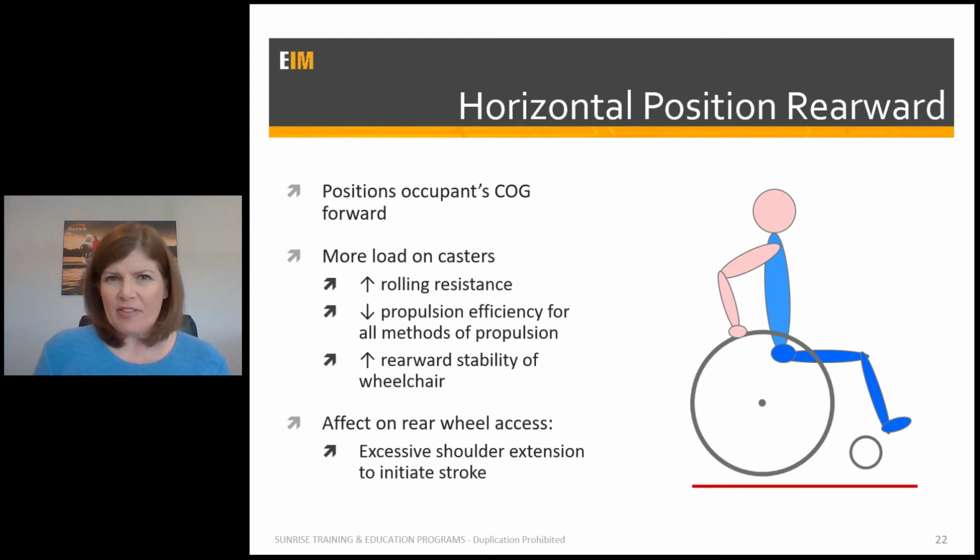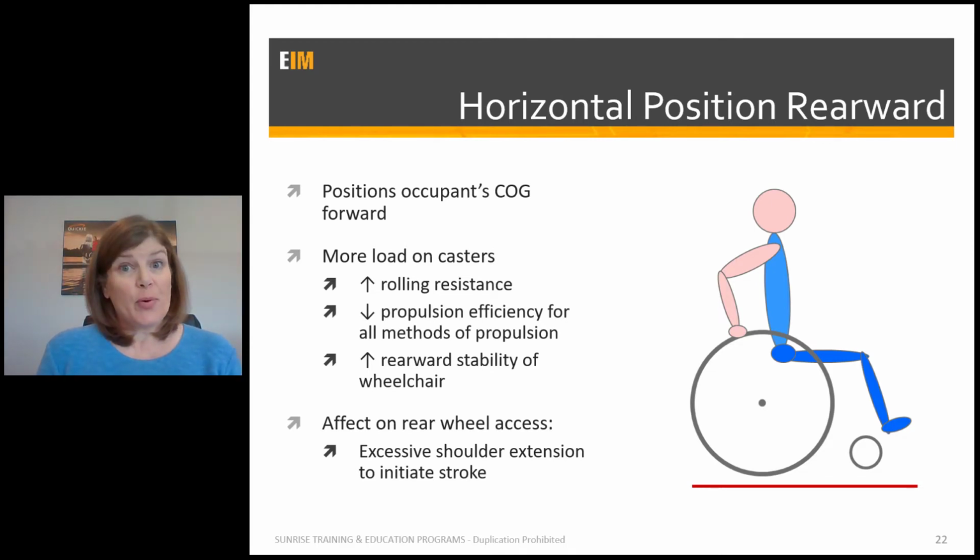Now, one of the benefits of having my rear wheels in a more rearward position is that I'm introducing a lot of rearward stability to the wheelchair. And what that means is that my wheelchair is less likely to tip in a rearward direction. Now, of course, wheelchairs can have anti-tippers, which also helps to prevent tipping. But this is just the physics of this wheelchair when the wheels are in a more rearward position.